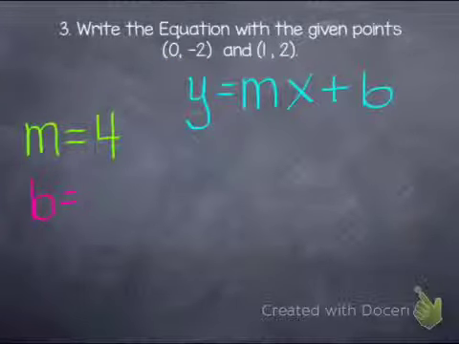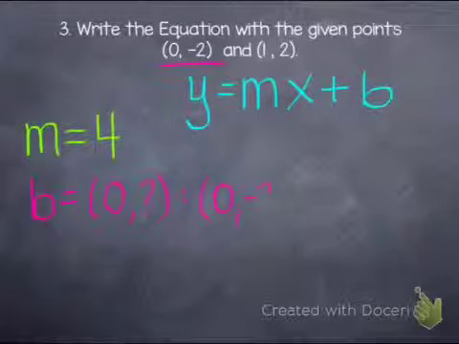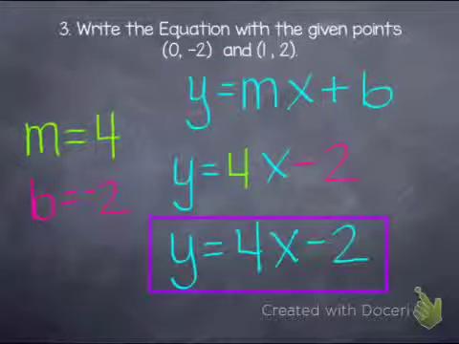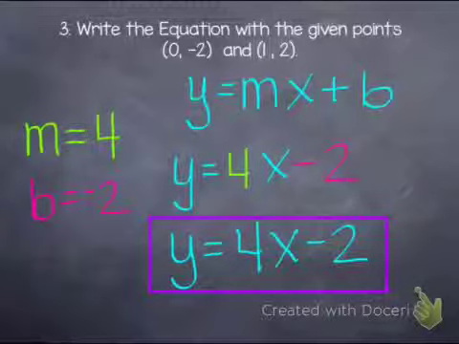And finally for my b, I need to figure out what is the value of y when x is 0. So I'm going to use the point that has an x of 0, which is (0, negative 2). So when x is 0, y is equal to negative 2. So we're going to plug those in. And our final equation for that line is y equals 4x minus 2.